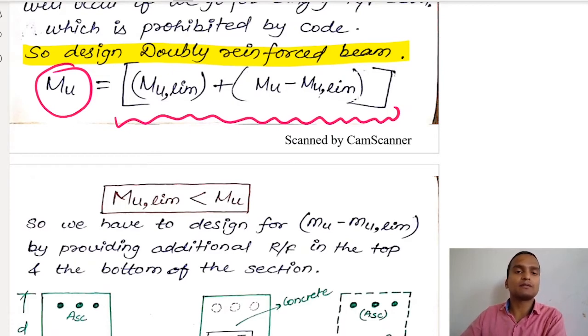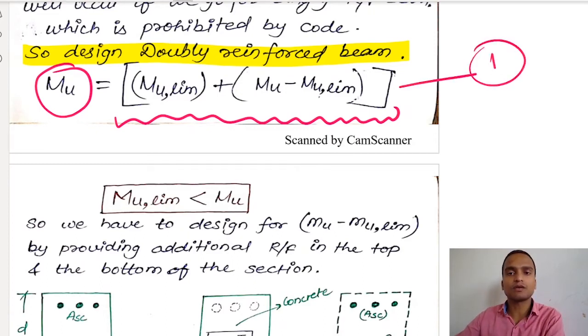So what we have done here is Mu limiting plus Mu minus Mu limiting. Now, this Mu limiting can be cancelled with this Mu limiting, and ultimately it comes out to be Mu only. So we have done just one addition of Mu limiting and one subtraction of Mu limiting in this equation. Okay, so this is the procedure in design.